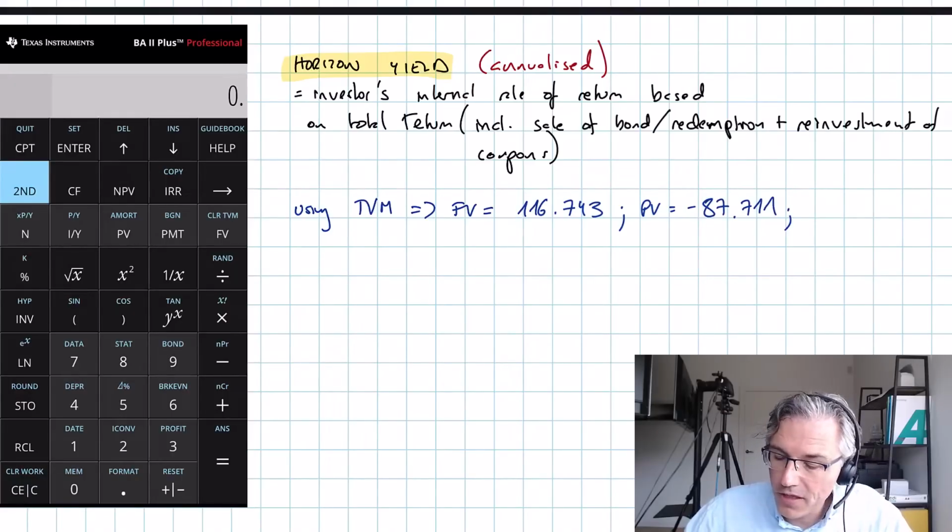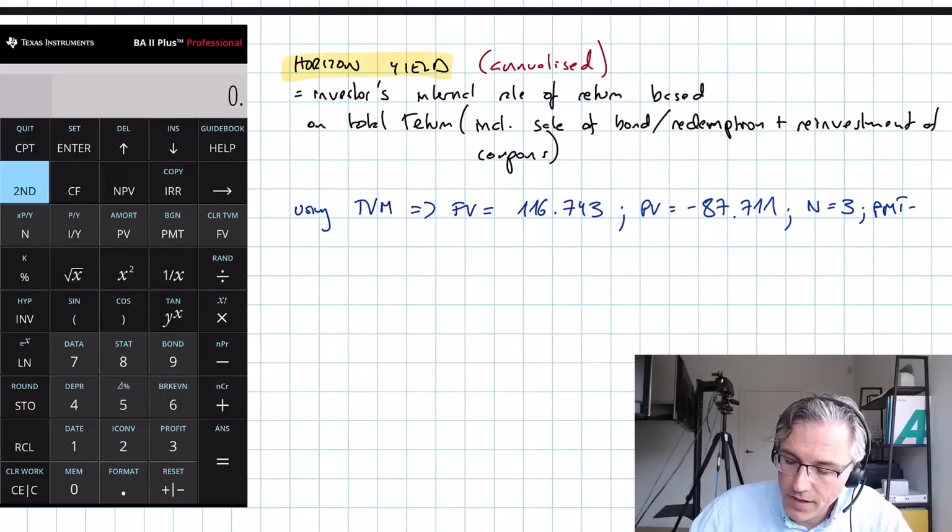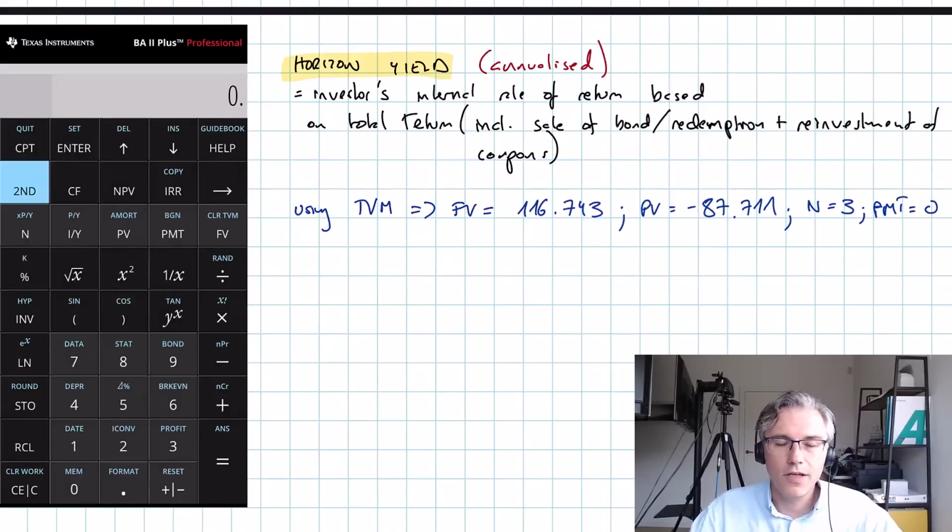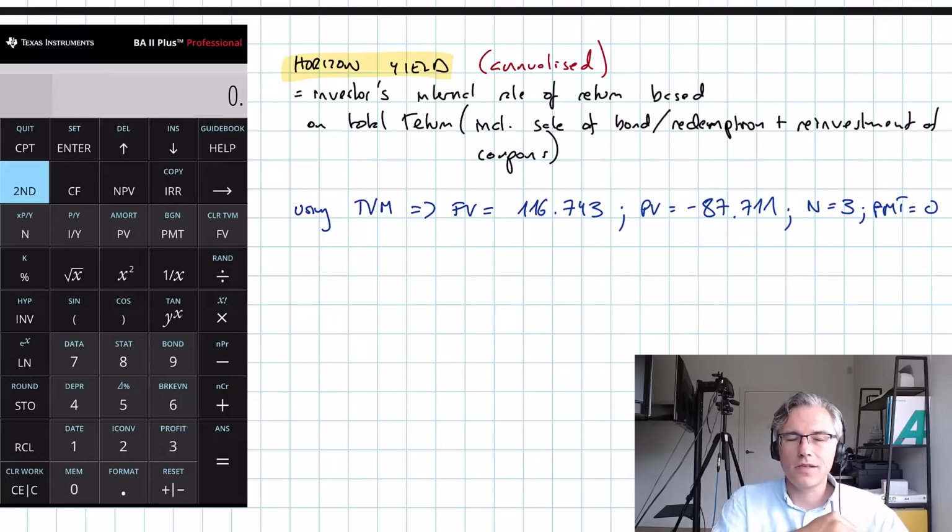For the number of periods, you would need to input 3, and you would need to make sure your PMT was set at 0, right? You don't receive anything. So you just have the initial cash flow and the cash flow at the end, which is a function of all the intermittent cash flows being reinvested and held until the end of year 3. Right, let's see what we would get.